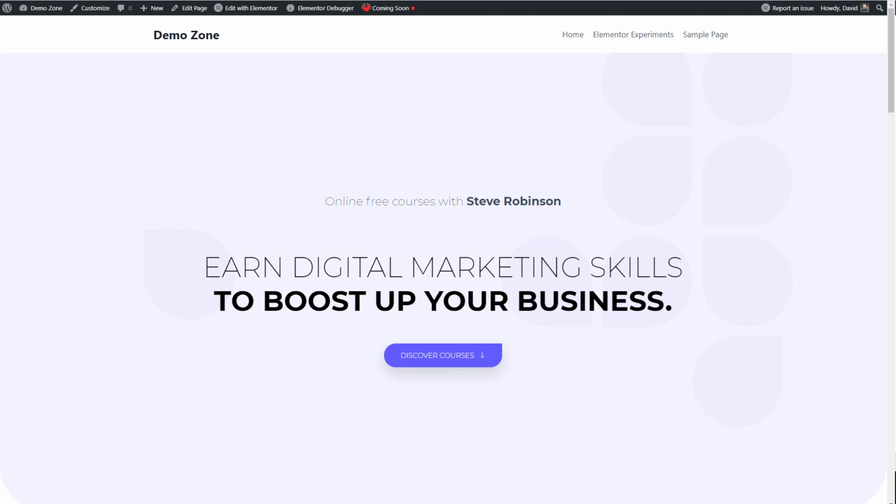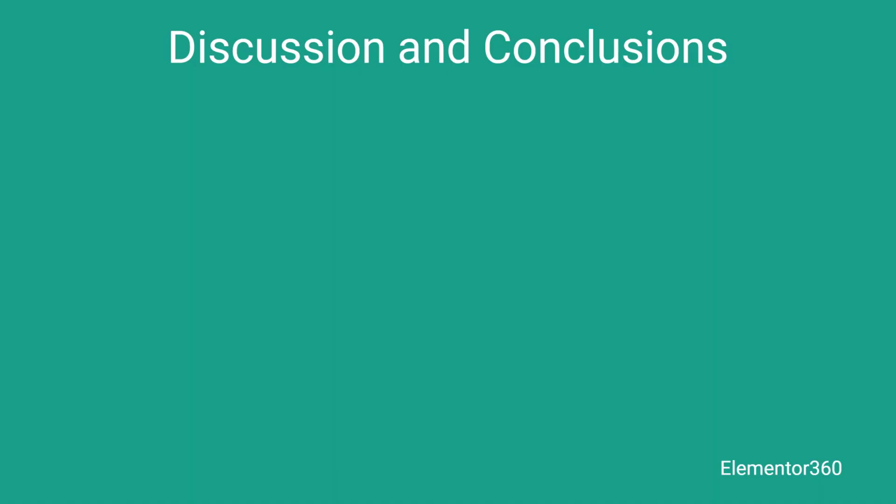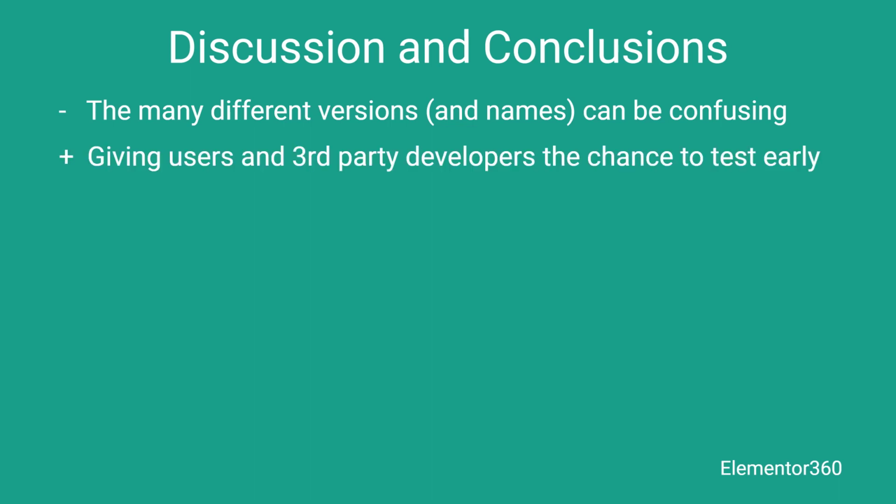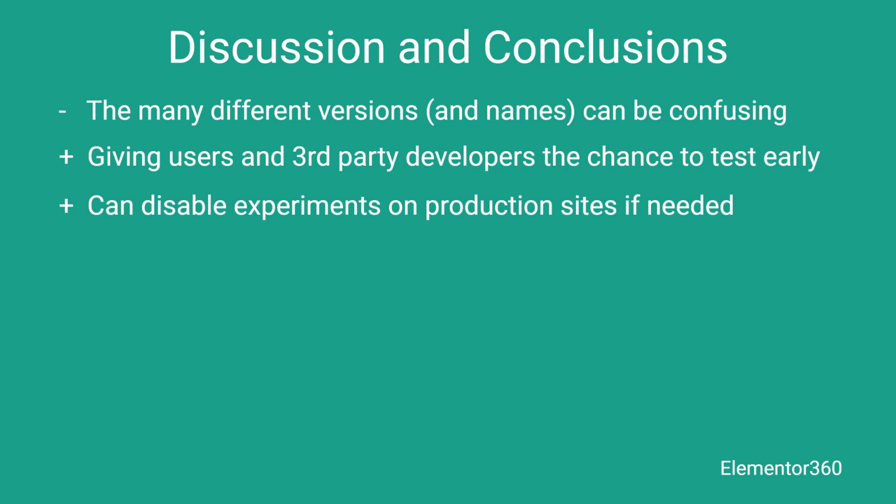All right, so we've looked at the experiments. We've looked at the additions of Elementor, and we've run our own experiment. So now let's move on to the discussion and conclusion. The Elementor team has been faced with a couple of problems, and they've tackled them head on. I admit that the different versions can seem a bit confusing, but what the team is doing is giving users and third-party developers a chance to test potential new features earlier. They've made the process about as easy as it can be.